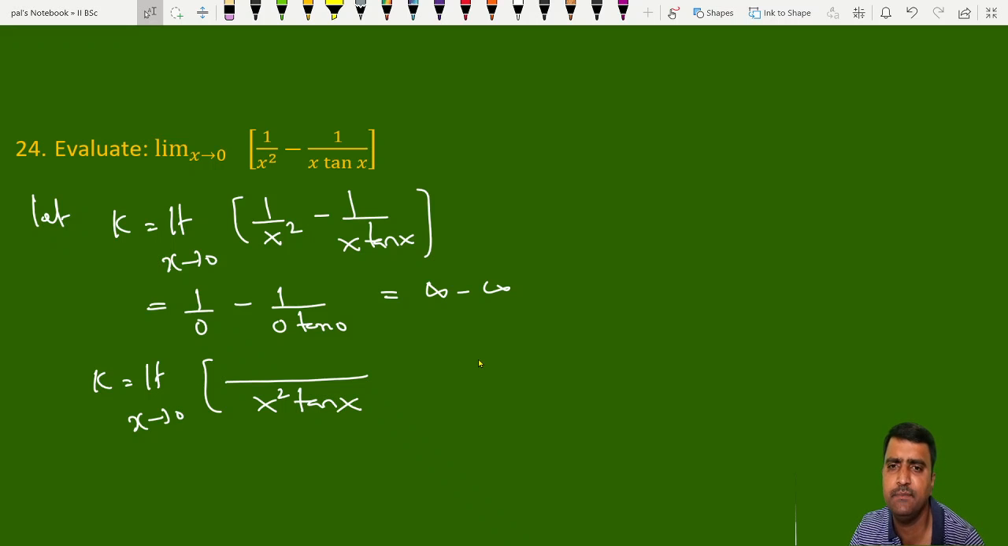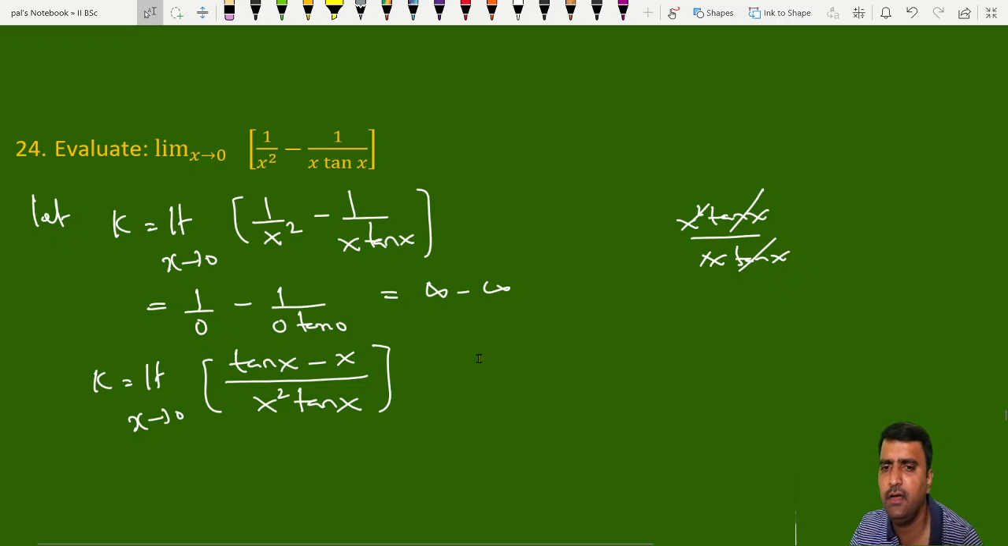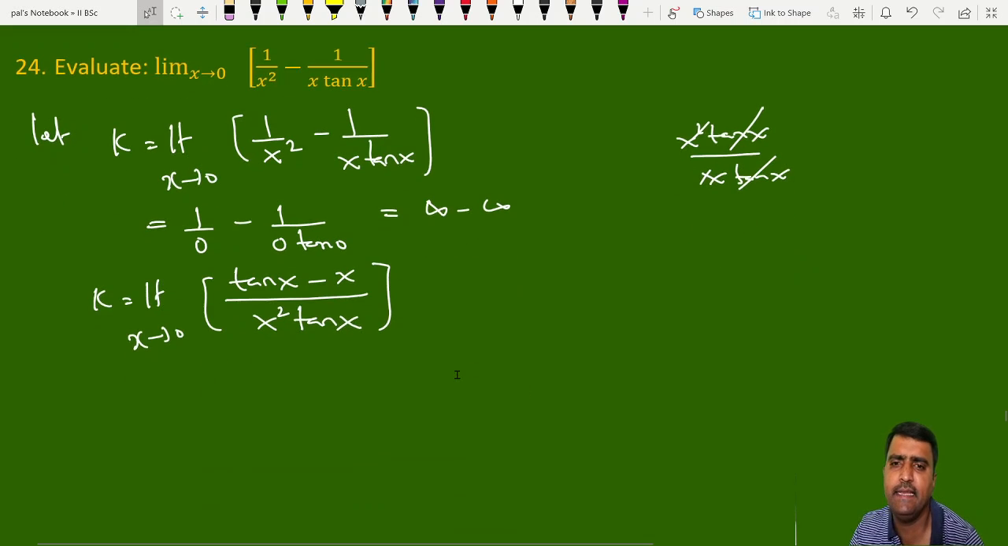With x square tan x as the LCM, x square cancels and tan x is remaining. Tan x into 1 is tan x, minus, if you divide x square tan x by x tan x, tan x cancels, x cancels. What is remaining? x into 1 is x. Now you can apply the limit, or first you cancel the tan x, then you apply the limit.